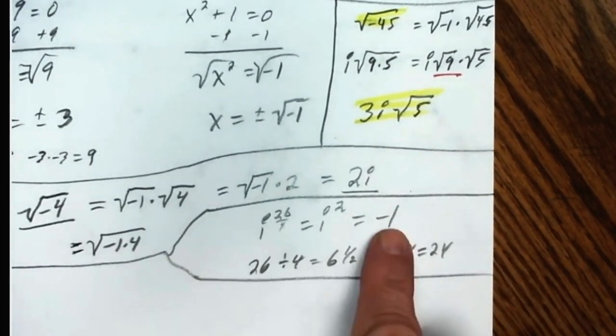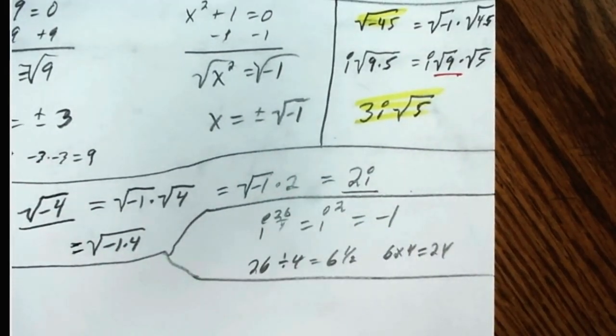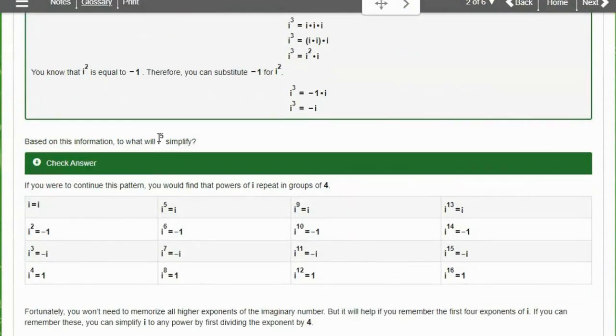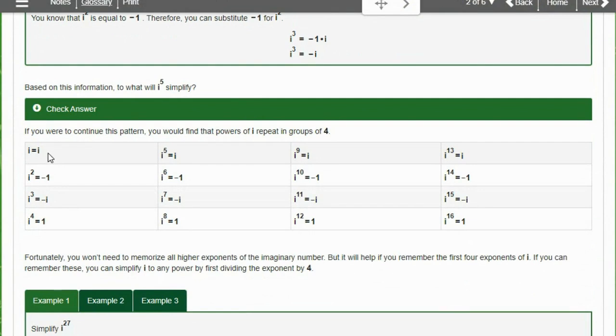Which is nice. That's not an imaginary number. So that's what we're looking for, is patterns like that with i. i to the 5th. See, here's a little chart. It shows the same thing. i to the 1st, 2nd, 3rd, 4th is the same as the 5th, 6th, 7th, 8th, is the same as the 9th, 10th, 11th, 12th, is the same as i to the 13th, 14th, 15th, 16th.